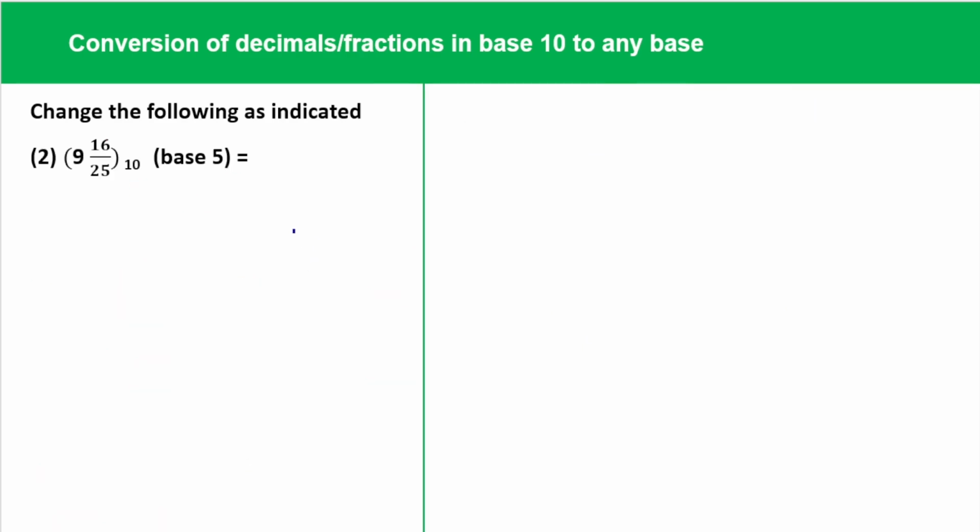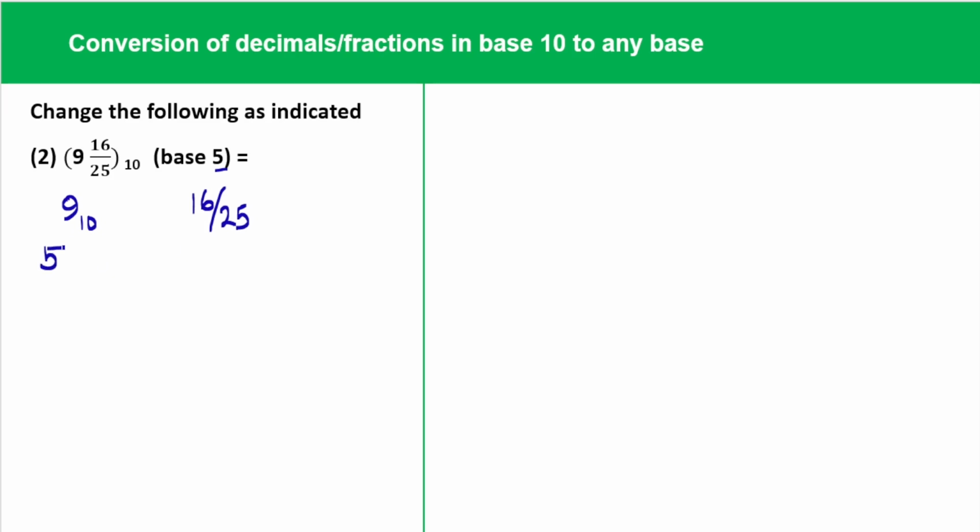Example 2. Here we are to change 9 whole number 16 over 25 base 10 to base 5. The first thing to do here is to change the whole number base 10 separately and also change the fractional part separately. So 9 base 10, we'll change that to base 5. How do we do that?